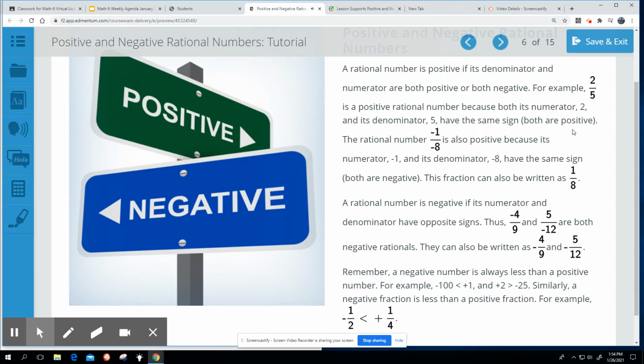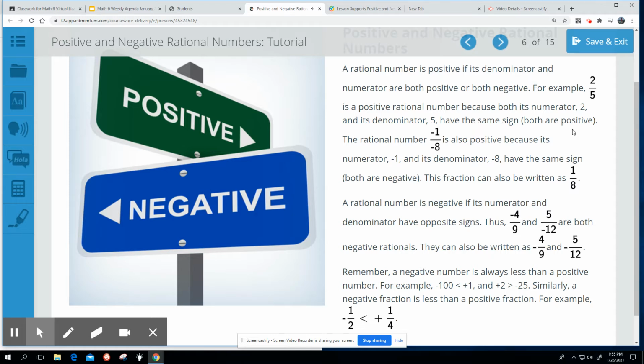A rational number is negative if its numerator and denominator have opposite signs. Thus, -4 over 9 and 5 over -12 are both negative rationals. They can also be written as -4 over 9 and -5 over 12.